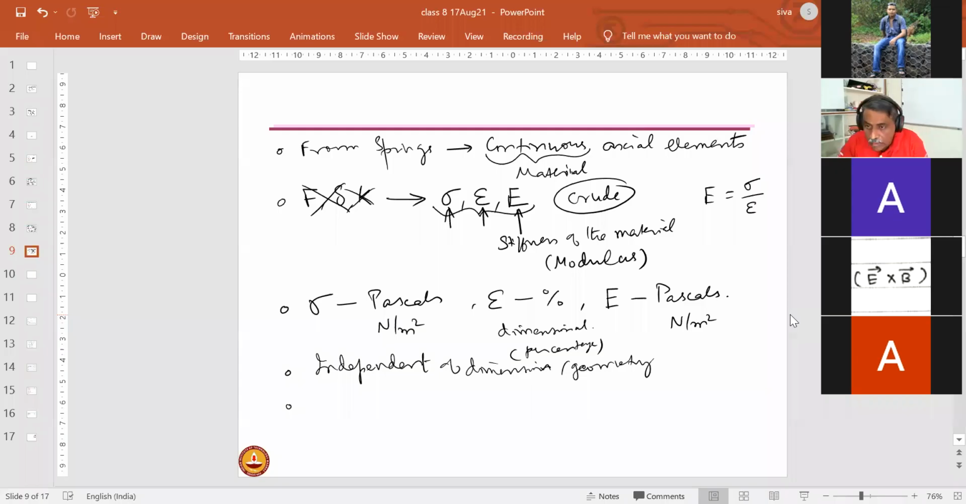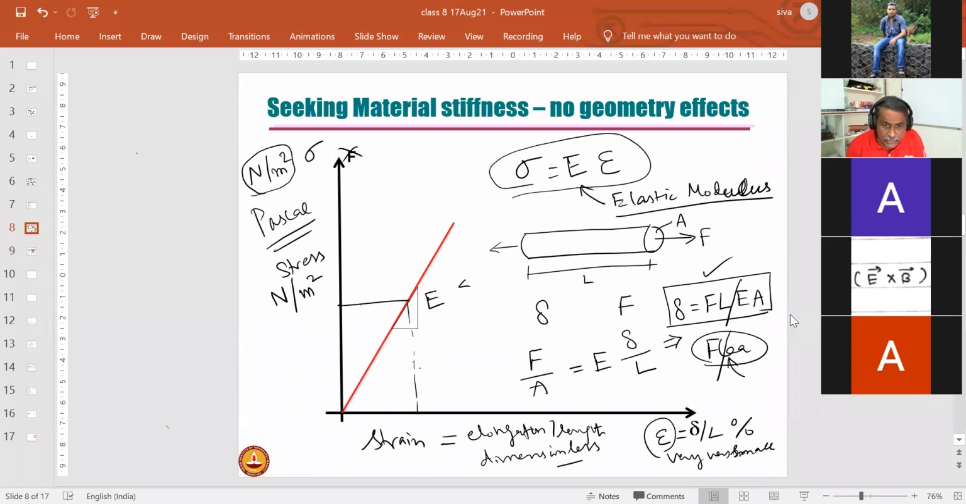Now, let's go back to this. Should it be a linear curve like this? Let's say I test the material. I take this material and I pull. As I pull, I notice the elongation. So I pull with a force, knowing the force or measuring the force and measuring the elongation, I should be able to plot this graph, correct?